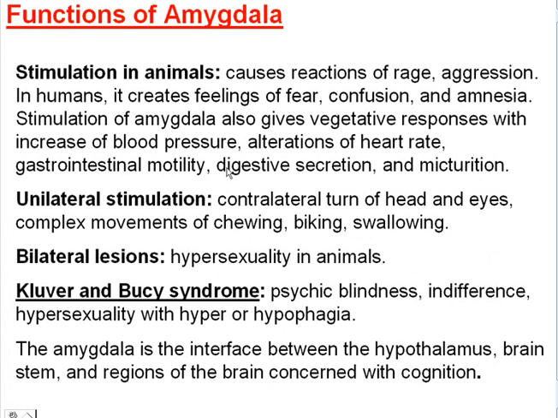If you stimulate the amygdala in animals, it causes a reaction of rage and aggression, and in humans, it creates a feeling of fear, confusion, and amnesia. The stimulation of the amygdala also gives vegetative responses with increased blood pressure, heart rate changes, and changes in gastrointestinal motility, digestive secretion, and micturition. Unilateral stimulation of the amygdala can cause contralateral turning of the head and eyes, and complex movements of chewing, biting, and swallowing. Bilateral lesions can cause hypersexuality in animals.